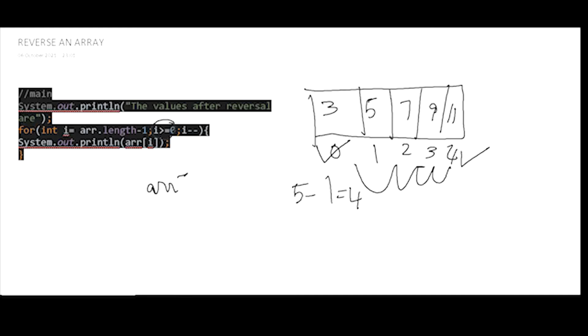And we are saying to print arr of i. So how does this work? First the element at index 4 gets printed, then the element at index 3, then 2, then 1 and then 0.